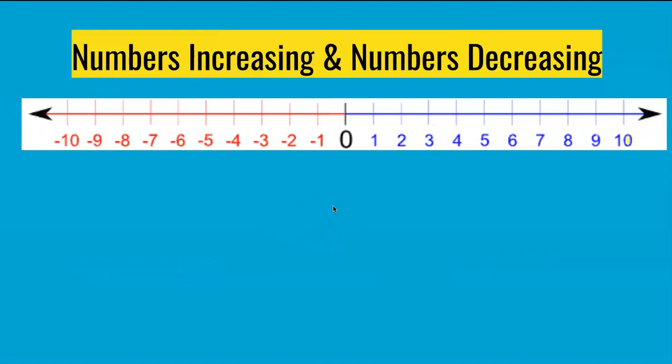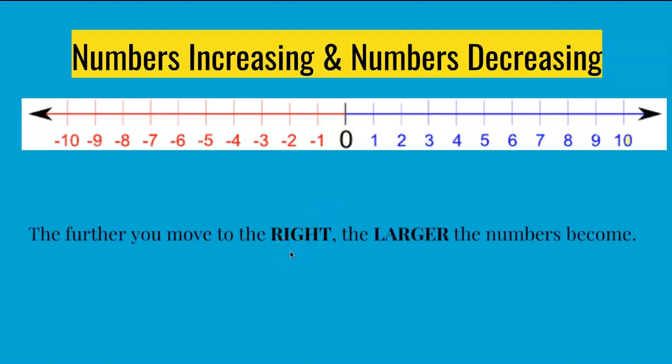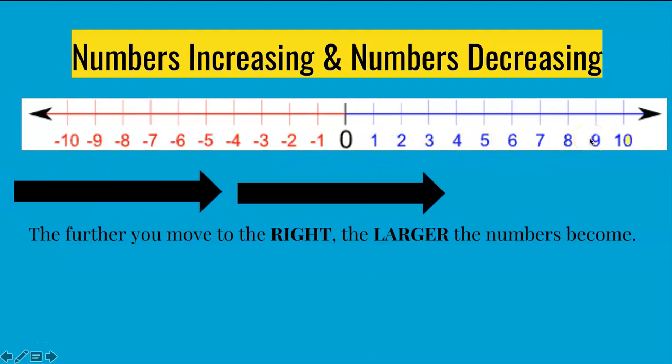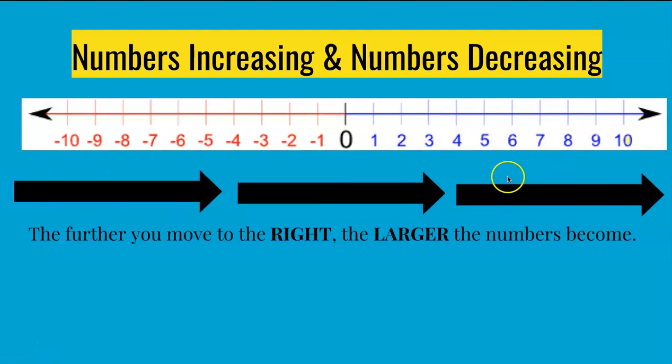All right, now we need to talk about numbers increasing and numbers decreasing on a horizontal number line. So on a horizontal number line, the further you move to the right, the larger the numbers become. For example, 4 is greater than 3 because 4 is further to the right. We could also say negative 3 is greater than negative 6 because negative 3 is further to the right. As we move to the right, the numbers become larger and larger. So just think, moving to the right, the numbers become larger.